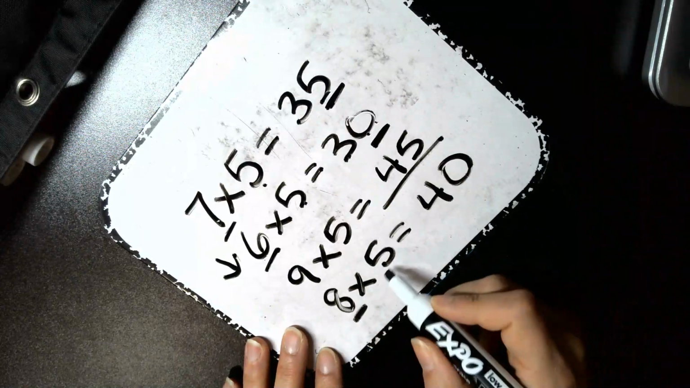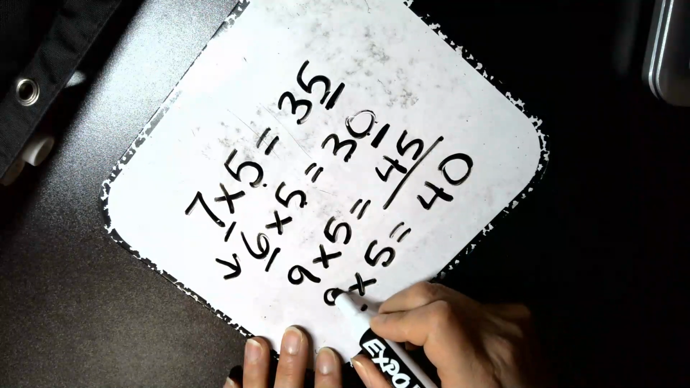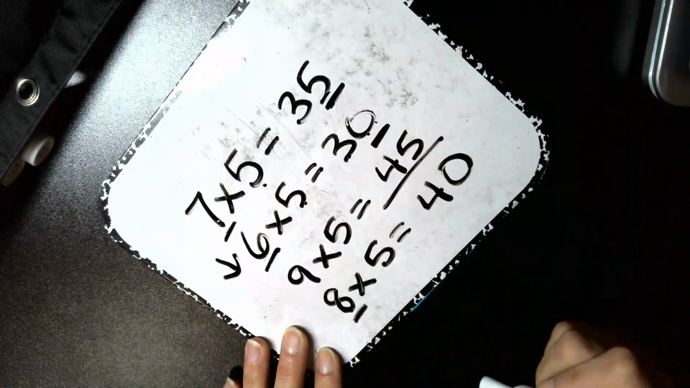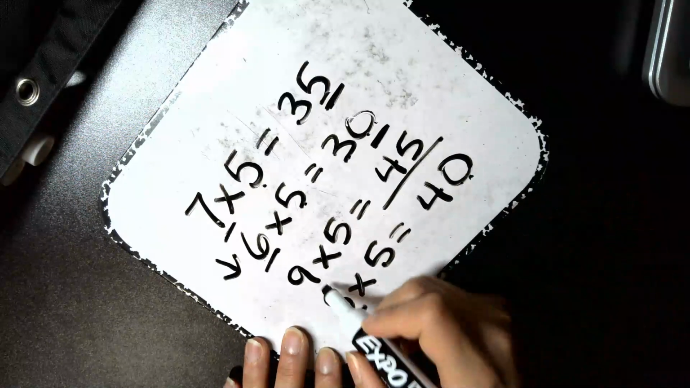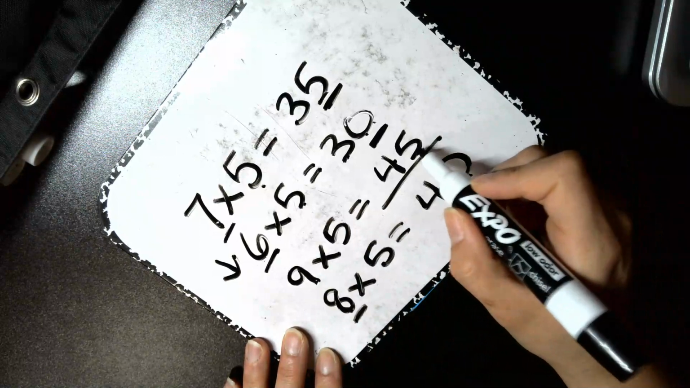And that's a good way to check your answer too. If you have anything times 5, you're like, wait a second, this is an even number, it should end in a 0. Wait a minute, this is an odd number, it should end in a 5. Okay?